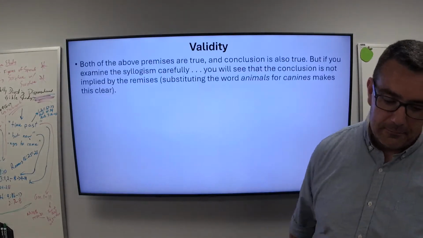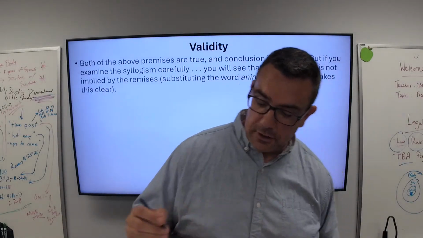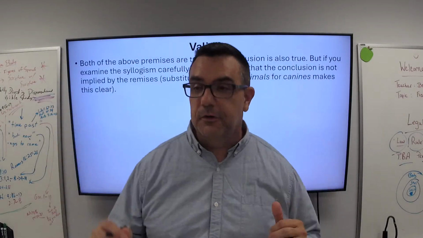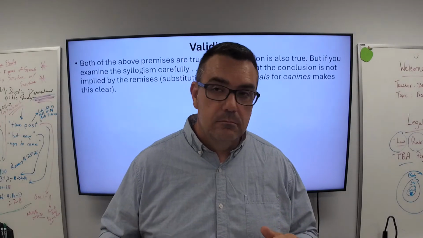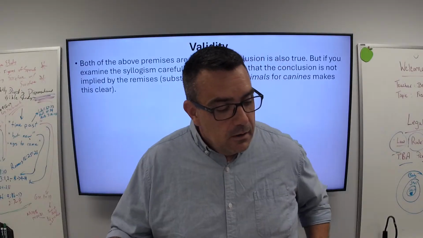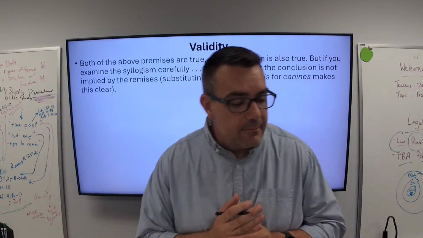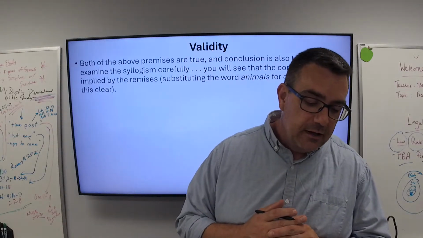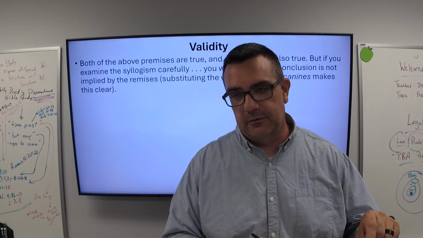So, what's going on here? Both of the above premises are true. If you look in your notes, is it true that all dogs are mammals? Yes. Is it true that all dogs are canines? Okay? So both premises are true, and the conclusion is also true. But if you examine the syllogism carefully, you will see that the conclusion is not implied from the premises. There's a typo there.